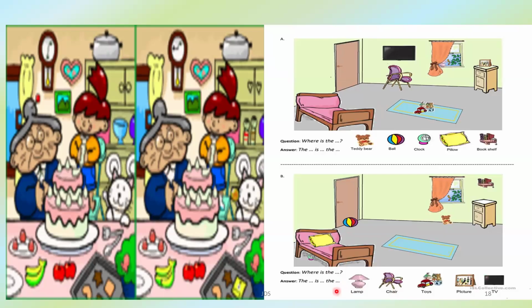Now this picture is clearly marked. You don't have any problem. You can easily formulate the question. The question form "Where is..." is also given. And the expected answer: the lamp is on the window sill. The ball is behind the door. Likewise, the answer and question, everything is given.